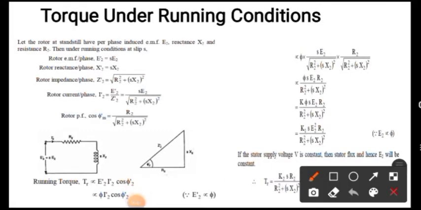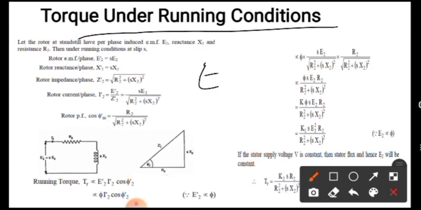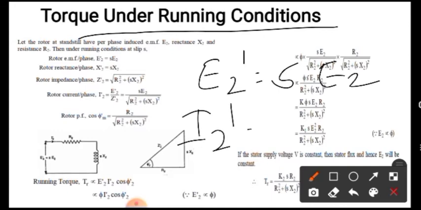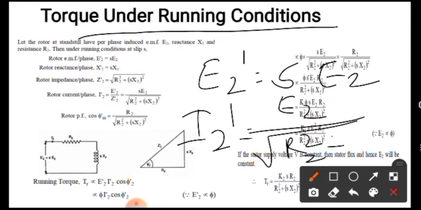Next point is torque under running condition. Firstly, we are going to find out the values under running condition. Rotor EMF is calculated as E2' = S × E2. Rotor current is calculated as I2' = E2 divided by the square root of (R2² + (S X2)²).